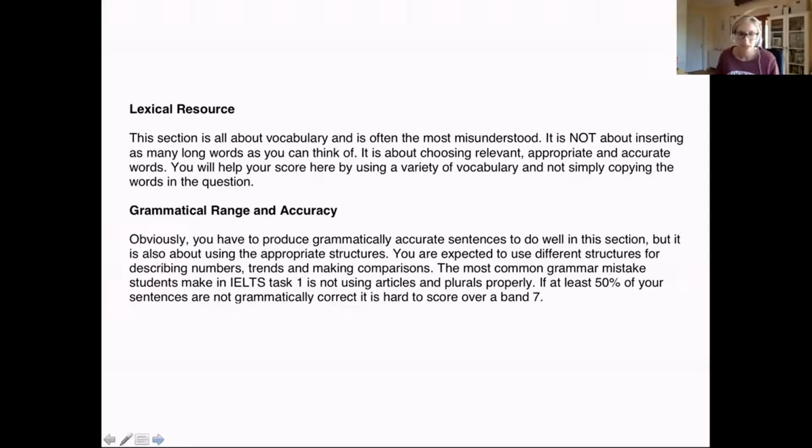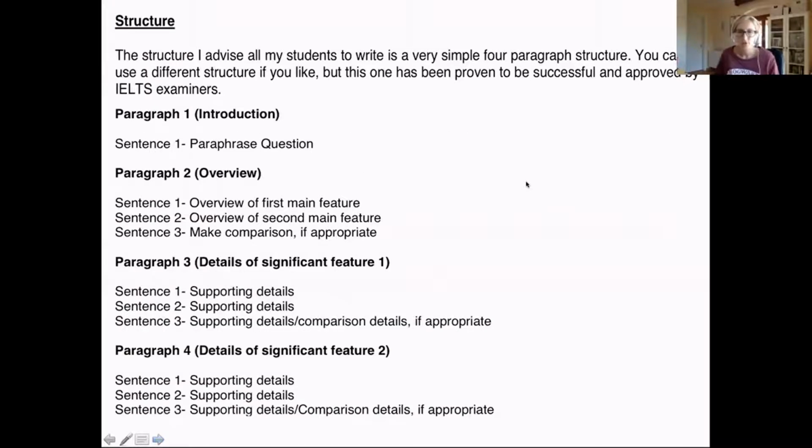Okay. So the structure. So this is the structure that I would advise you to use. 4 paragraphs. Okay.